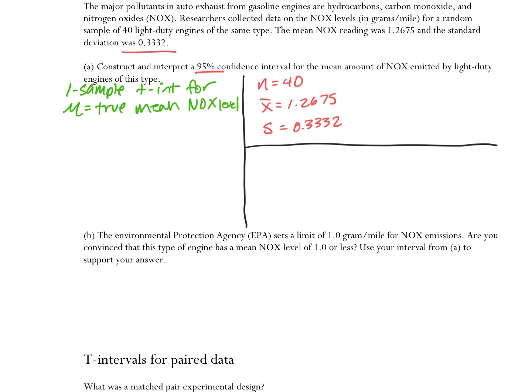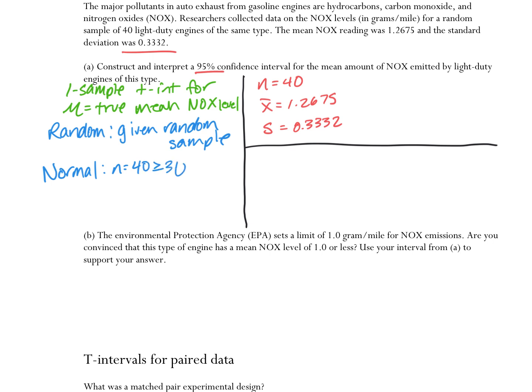Cool, and what conditions need to happen? Oh, we were given a random sample. Sweet. Normal: n equals 40, which is greater than or equal to 30. Woohoo. Independent: 40 is less than 10% of lightweight engines.